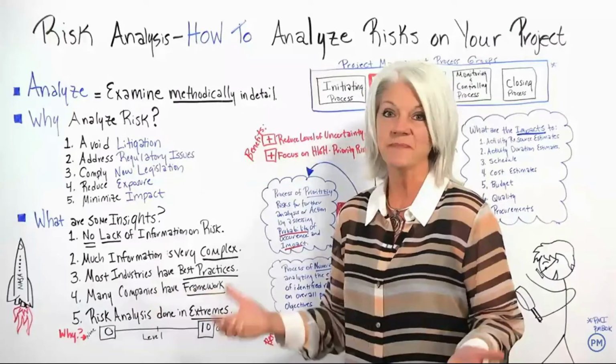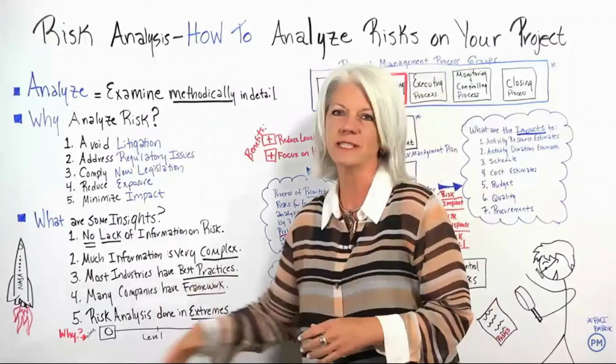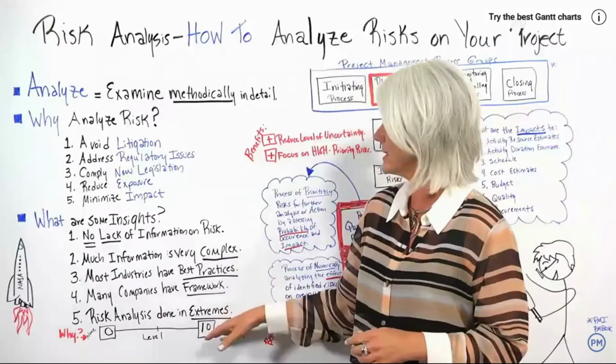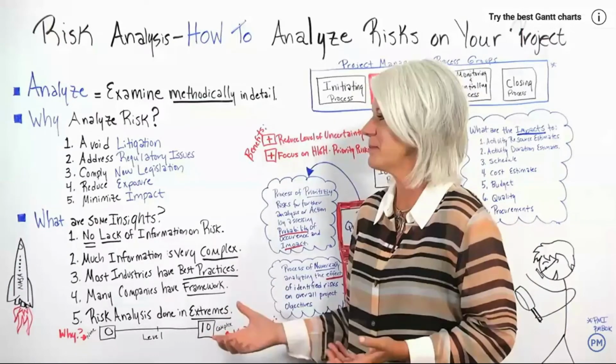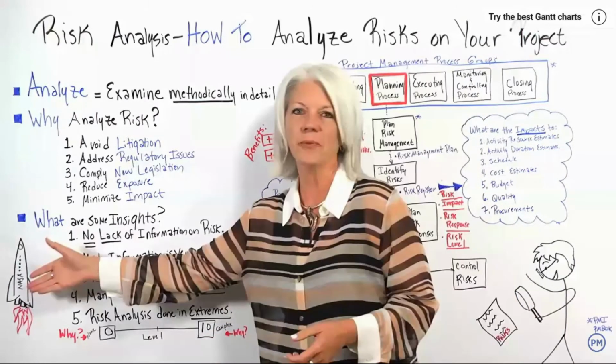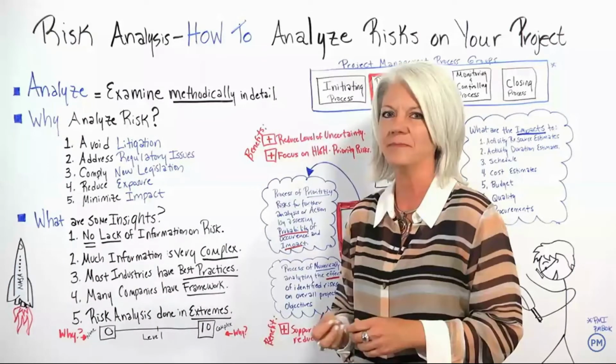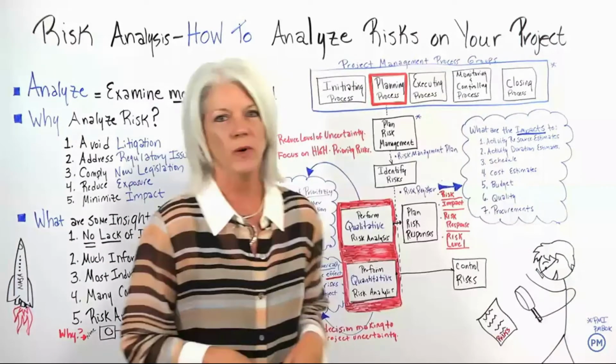On some projects, it's not done at all because they feel like they don't have any risk. And then on some projects, it's done to the nth degree. I mean, think about it. If we're sending a rocket to the moon with astronauts, we want to protect those people. So let's look at where and when the risk analysis is done.